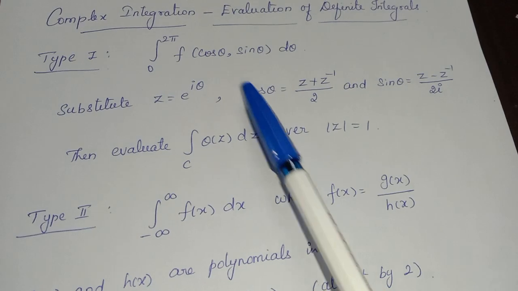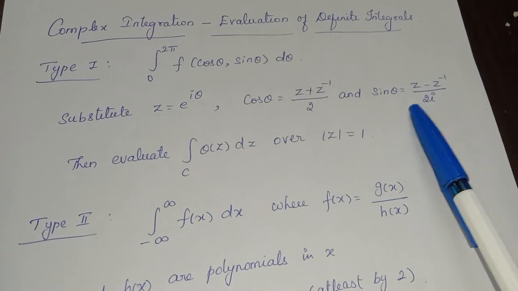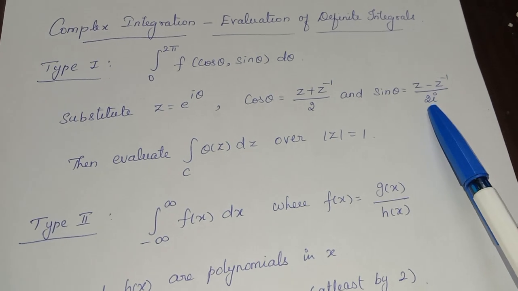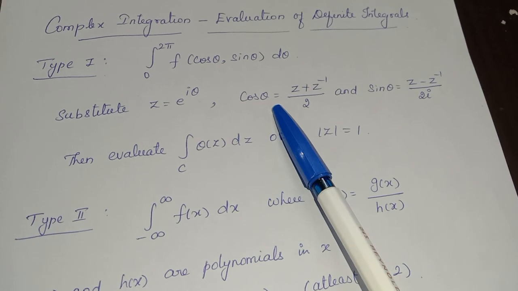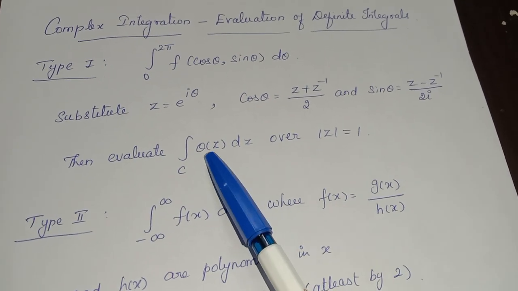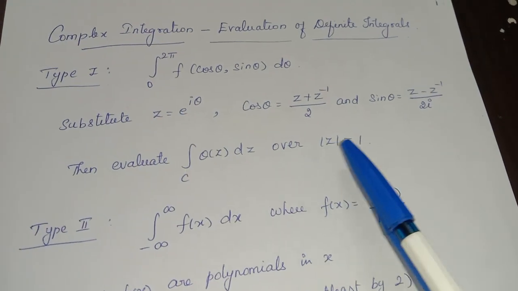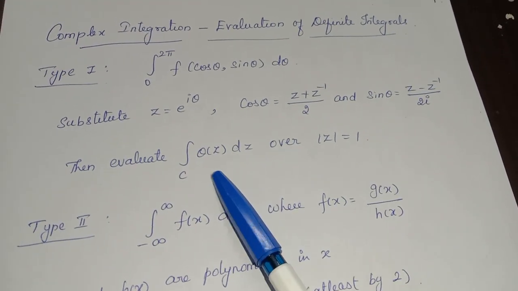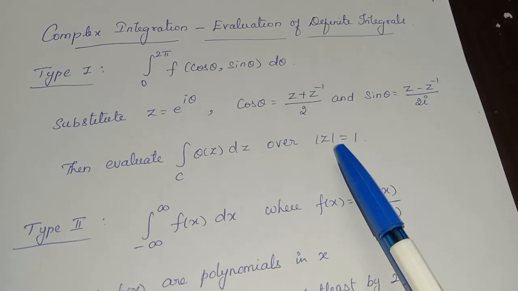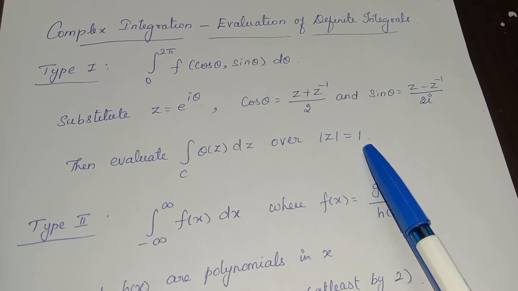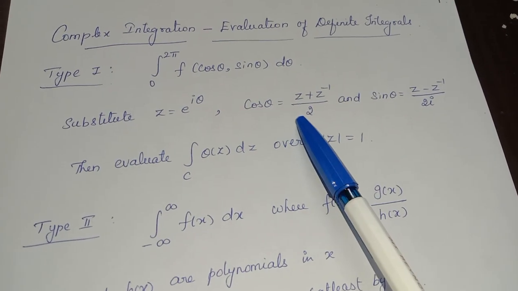So cos theta will become (z plus 1 by z) by 2 and sin theta will become (z minus 1 by z) by 2i. By rewriting all the sines and cosines in terms of z, we will get completely a function of z. Here the limit is 0 to 2 pi, but when you convert it into a complex integral, it will become over the curve C, where C is the unit circle mod z equal to 1. Then we can evaluate this integral by using the residues.